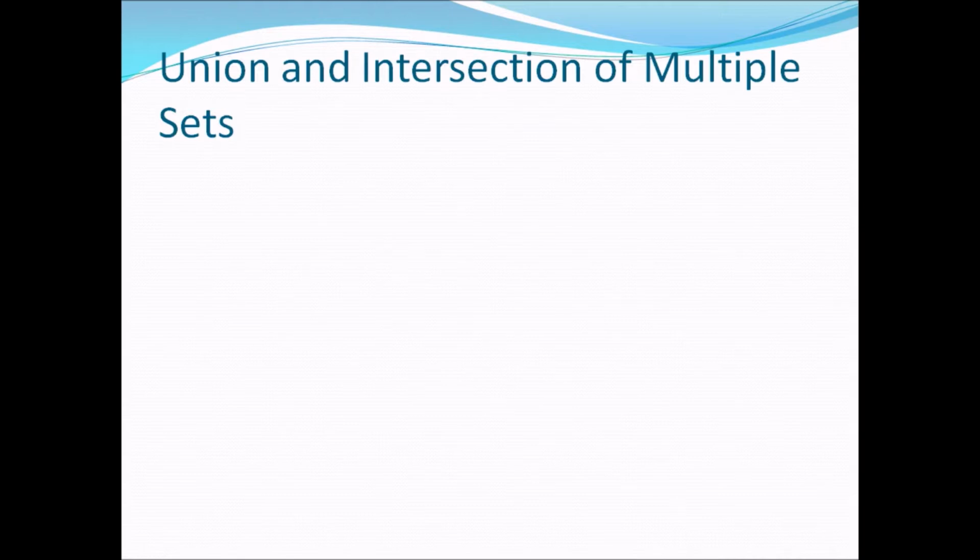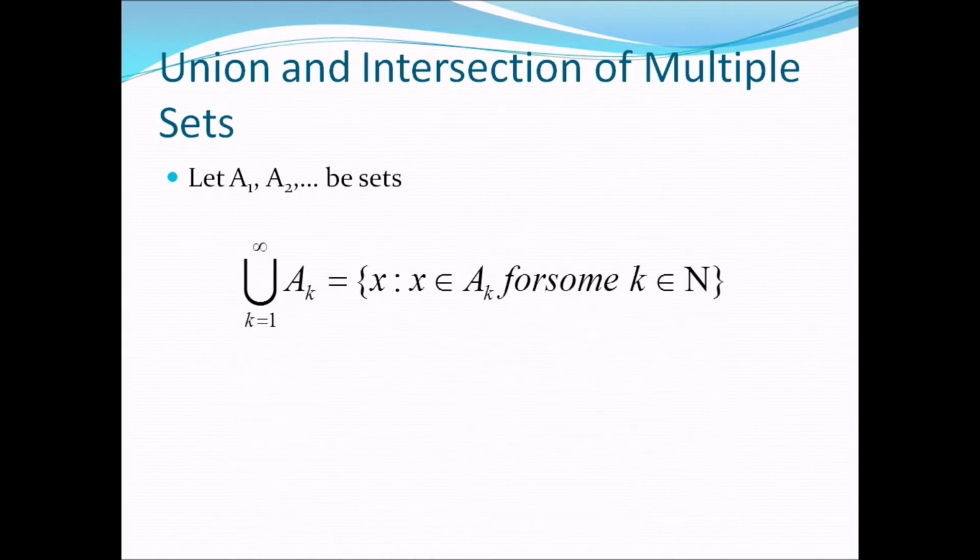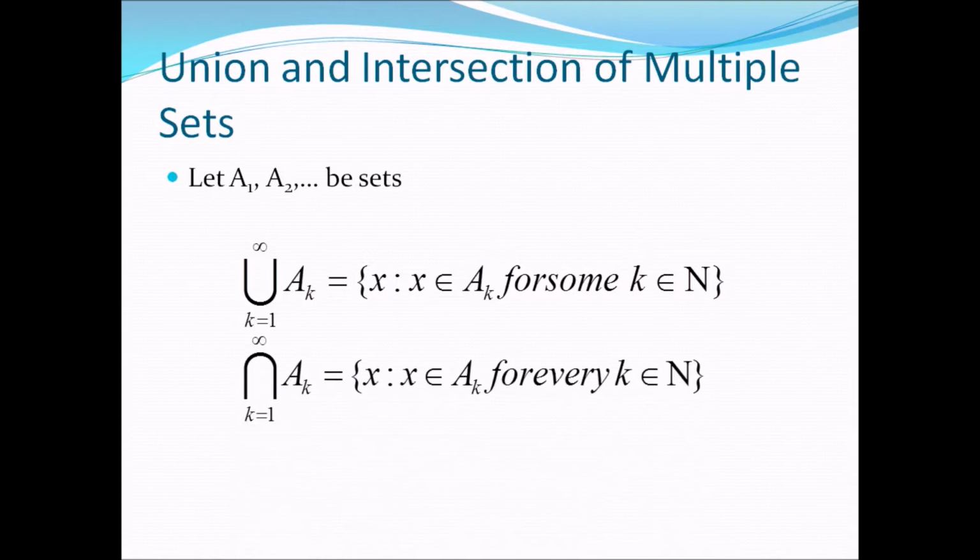So moving on to unions and intersections of multiple sets. If we have A1, A2, all the way out, however far you want, let these all be sets. We can define a union over multiple ones. So we can say the union from k equals 1 to infinity of A of k is equal to the set of x such that x is in A of k for some k in the natural numbers. So you're just unioning a bunch of sets, and you can use associativity when you union them.